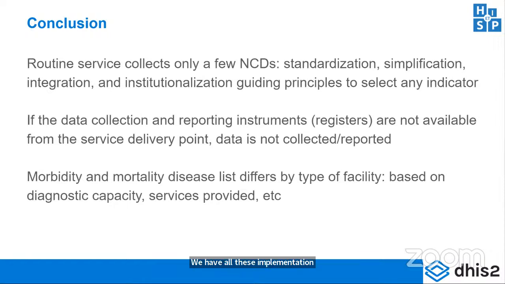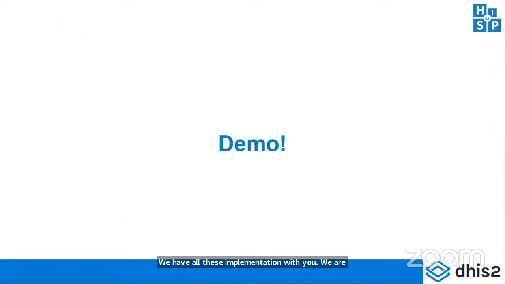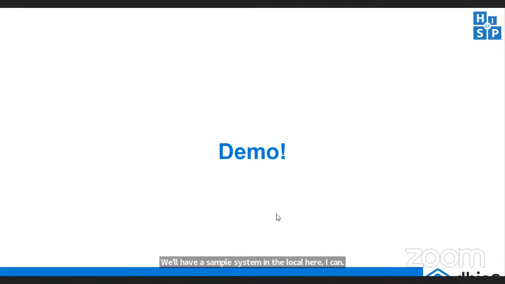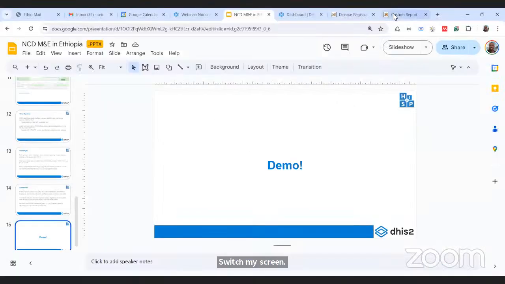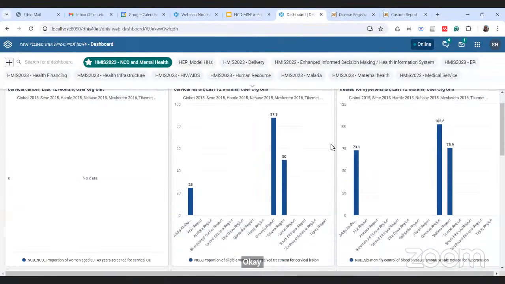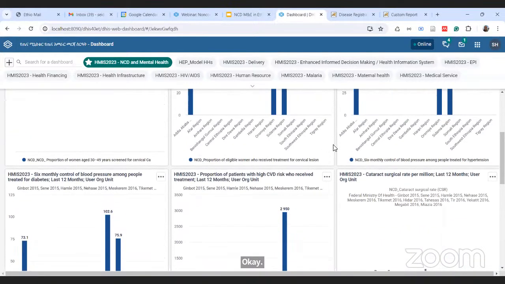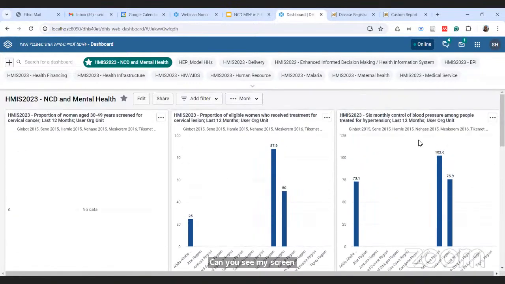If you give me a time, I can give you some demo on the system. We have a sample system in local here. I can switch my screen. Can you see my screen? Yes, we can see it. Yeah, so this is a local version of DHIS2 with some test data we configured for demonstration purposes.